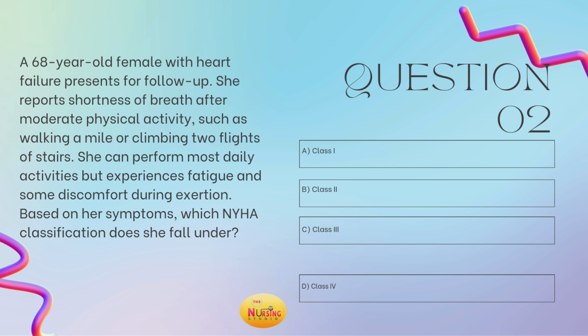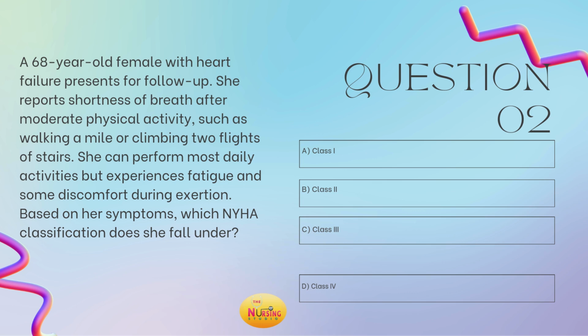Y'all, the best is B, class 2, because class 2, again, we're working up these classifications, right? So remember in question number 1 where it was class 1, there's no limitations on their daily activities and no limitations at rest. Now class 2, they start to experience slight limitations. They have congestive heart failure, but they'll notice some kind of fatigue, shortness of breath during exertion on most of their daily activities, but it's not stopping them from doing their daily activities.